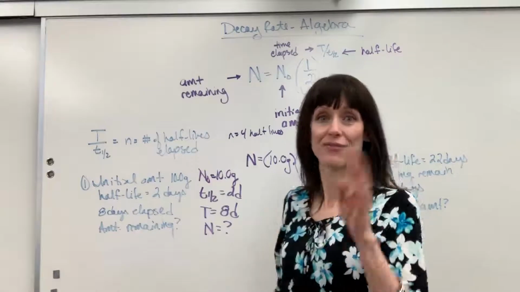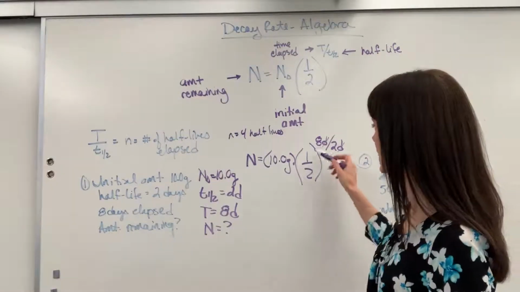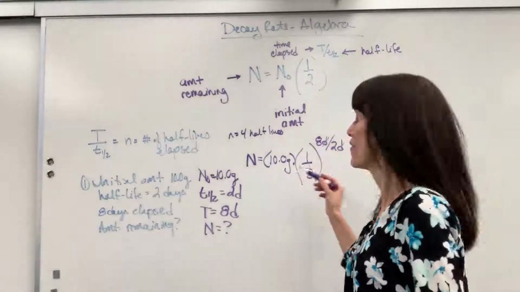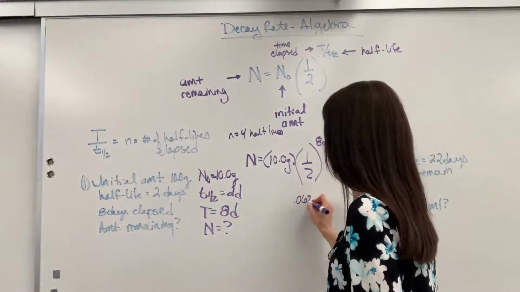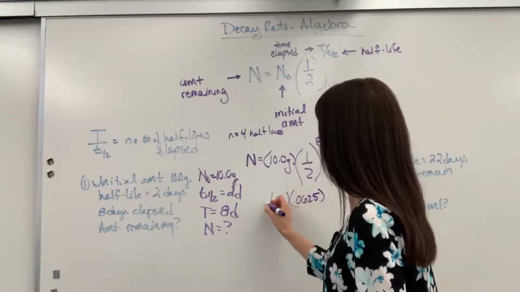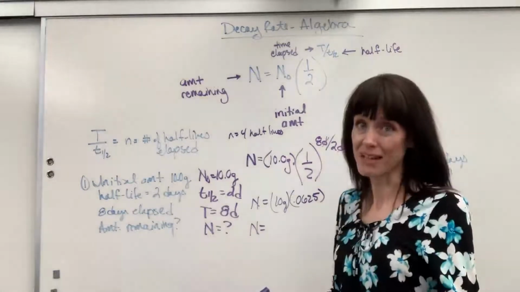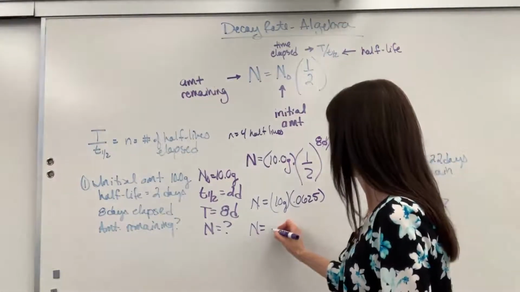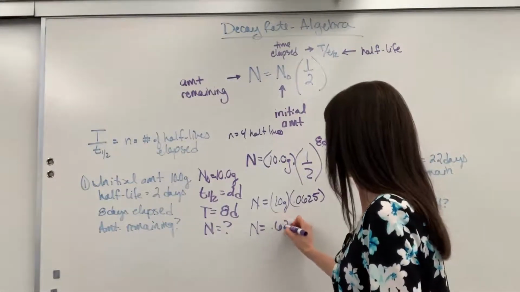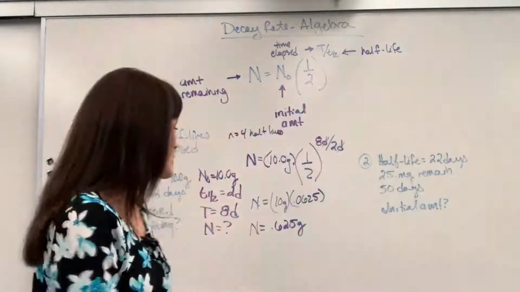It divided in half 4 times. Well, let's go ahead and put this in our calculator. If I take 1/2 raised to 4, that is actually 0.0625 times 10 grams equals N, which means N, the amount remaining, what's left over, is going to be our 0.625 grams. So there's your answer.